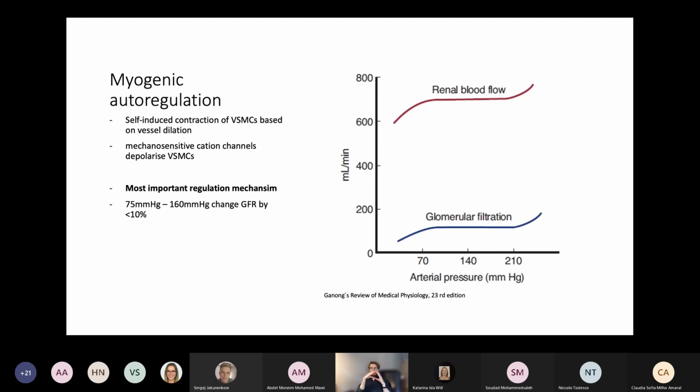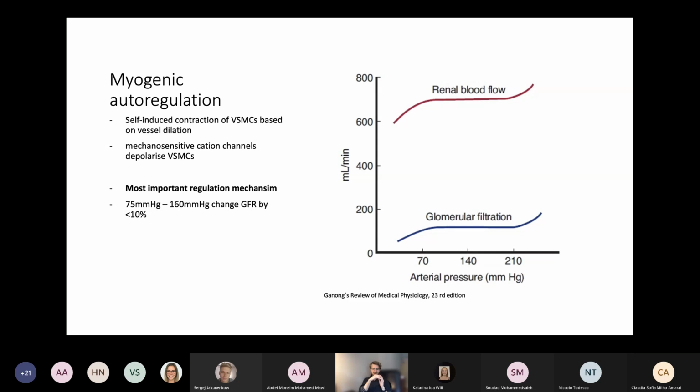Why would a smooth muscle cell stretch? If we have a sudden increase in renal blood flow, the vessel would start to dilate. And because of mechanosensitive cation channels, the smooth muscle cell would depolarize and start contracting. That way, if the pressure inside the arteriole increases, the smooth muscle cell contracts, it shrinks the arteriole down again, and the blood flow is maintained. This is the absolutely most crucial regulation mechanism in the kidney.